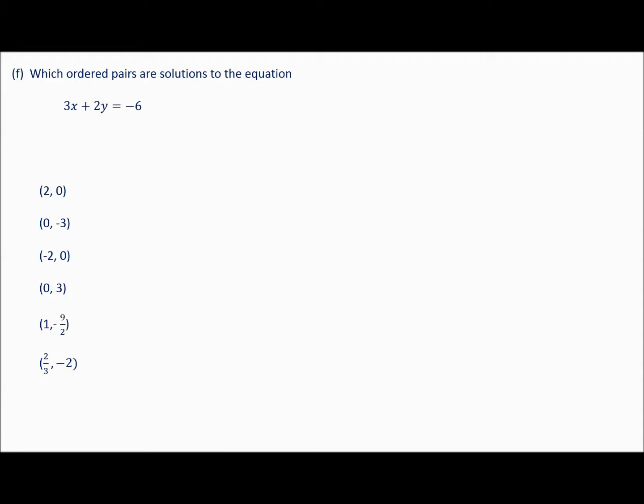Now, remember, there's an infinite number of solutions to every linear equation in two variables, so you really just have to check these one at a time. So remember, always x comes first and then y. So in the first choice, I have 3 times 2 plus 2 times 0. Does that equal -6? Well, that gives me 6 plus 0, that does not equal -6, so 2, 0 is not a solution.